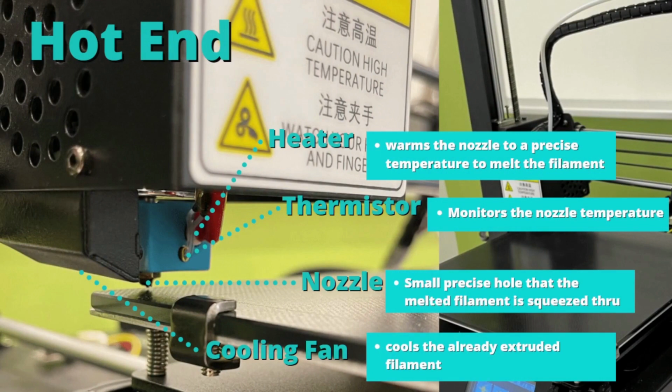The hot end here has a heater which warms the nozzle to the set temperature to melt the filament. The thermistor monitors the nozzle temperature and sends it back to the controller in a feedback loop, to make sure the nozzle is always at a consistent temperature. The nozzle is a precisely machined brass fitting in the end of the hot end here, and this is what allows you to put down a precise track of plastic. This printer has a cooling fan which helps the already extruded filament cool into place.